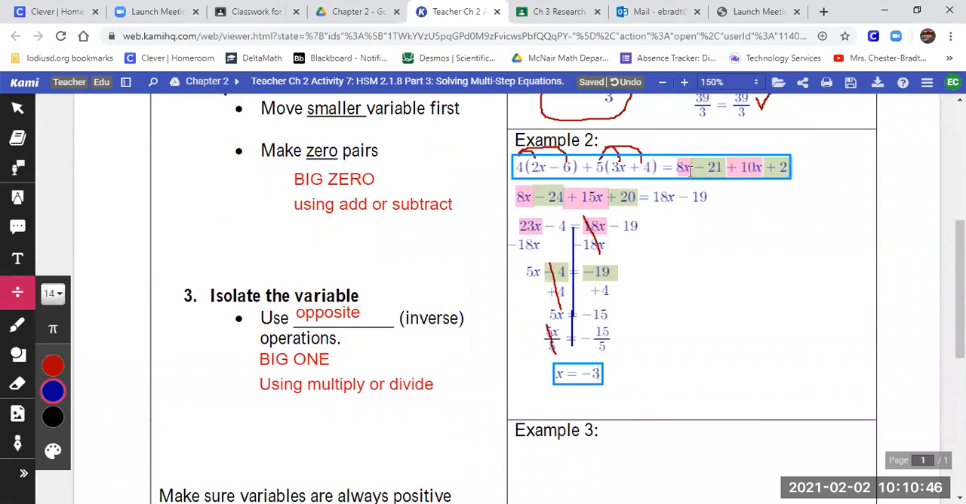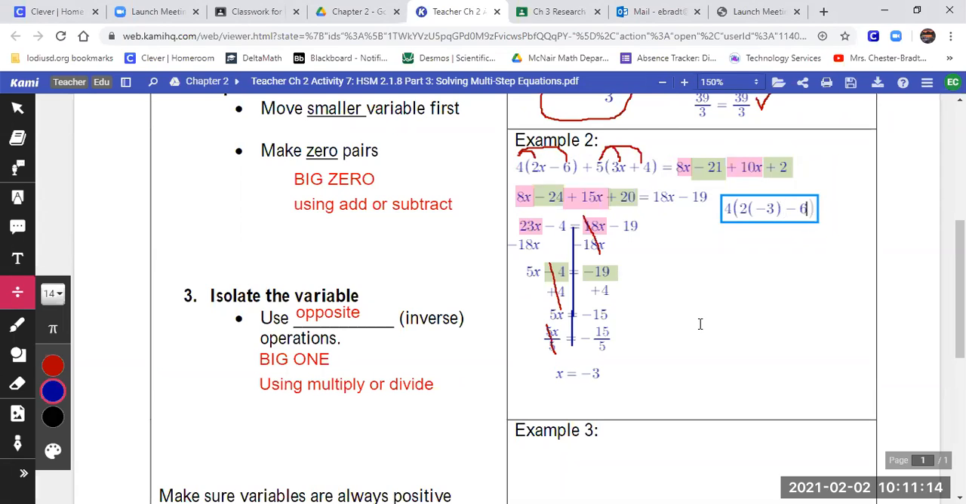But we have to take that back up here to our original problem, put that 3 in, and see, did it work out? Okay. Everywhere I see an x in the original problem, I'm replacing it with a negative 3. So the 4 parentheses 2 parentheses negative 3, because there's my first x, minus 6, close it, plus 5, open, 3 parentheses negative 3, plus 4, close it.